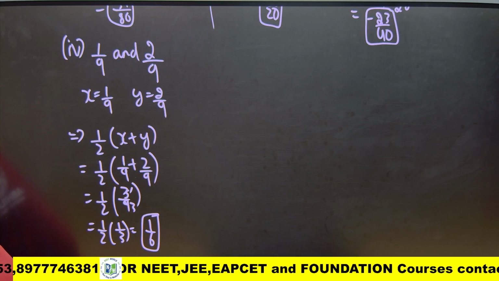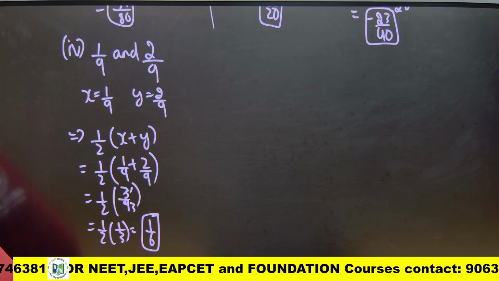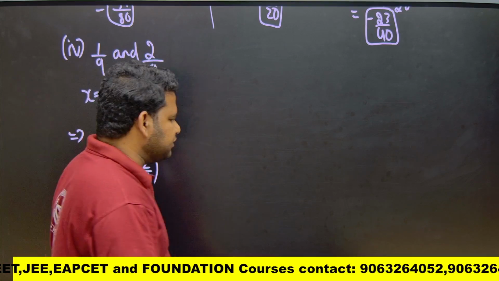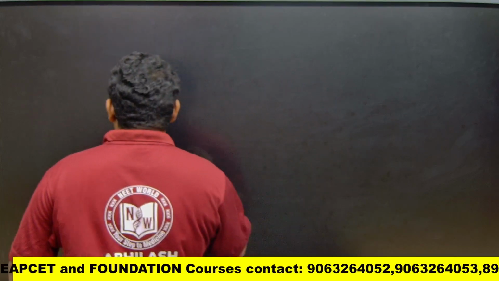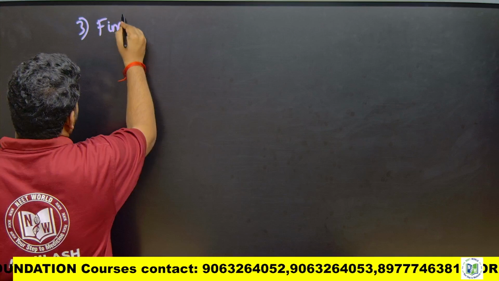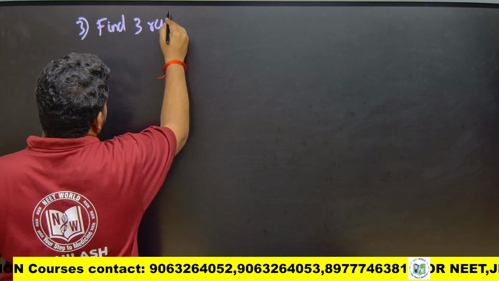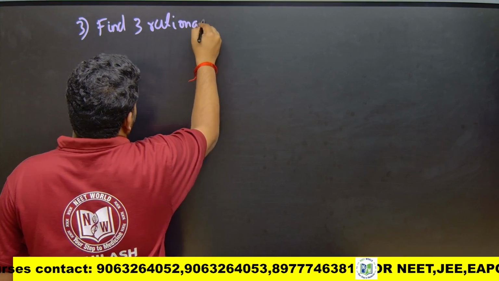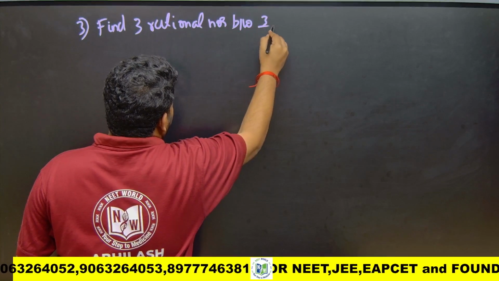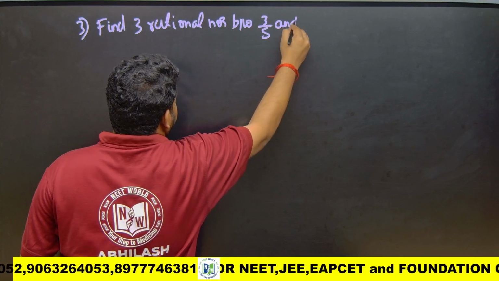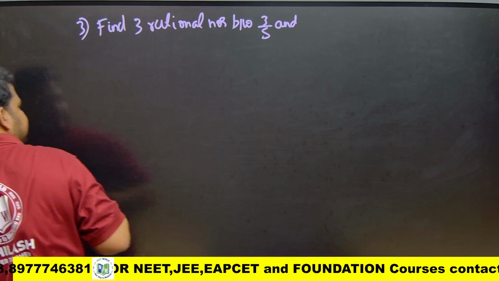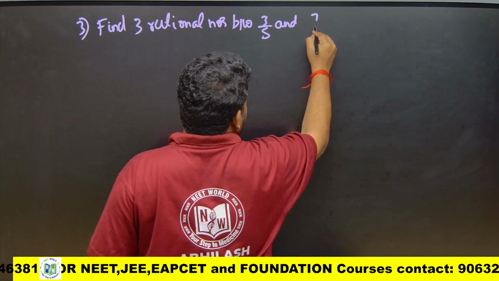The next type of question that they are asking is: find 3 rational numbers between 3 by 5 and 7 by 8. Find 3 rational numbers between 3 by 5 and 7 by 8.